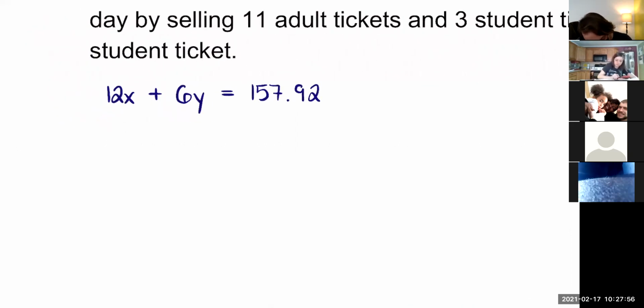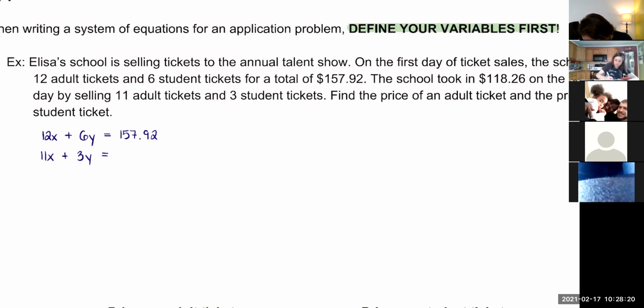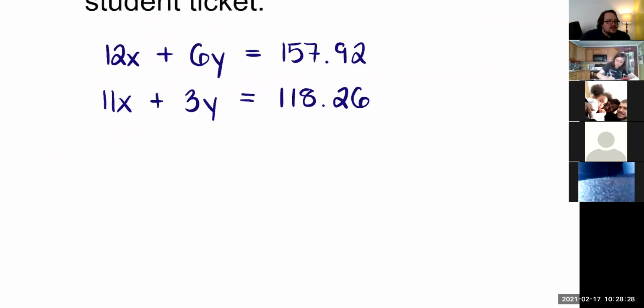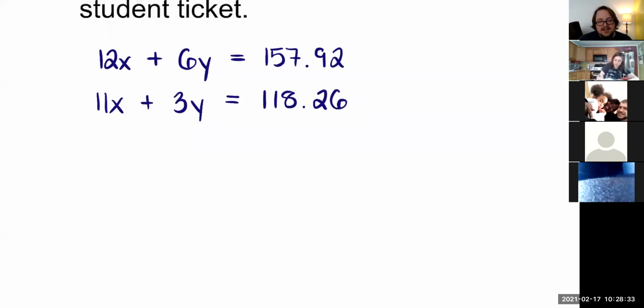I like that you didn't do what some people are tempted to do, which is write it out the way it is worded in the problem. Whether you realize it or not, Dustin, you're thinking ahead to when we need to solve it. You're already thinking, I want these to line up, so why would I not write it so that that is already happening? Great idea there. So 118.26. Even though the information for day 2 was given in reverse order, we've written it so that our system is nice and pretty.